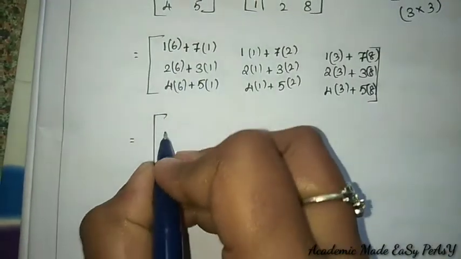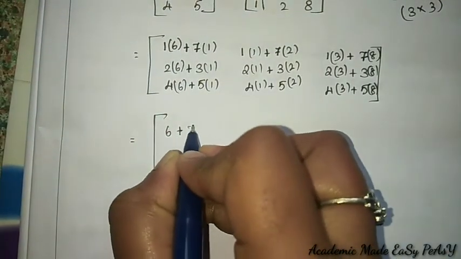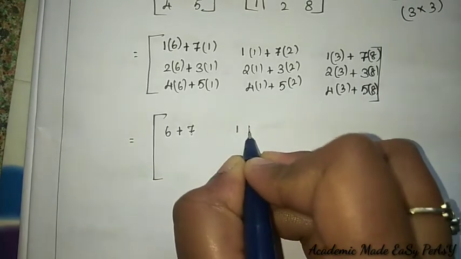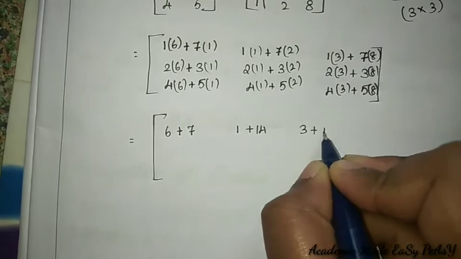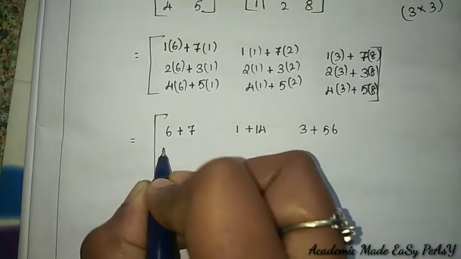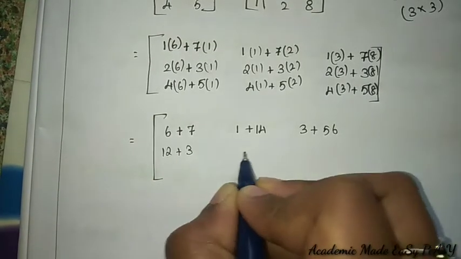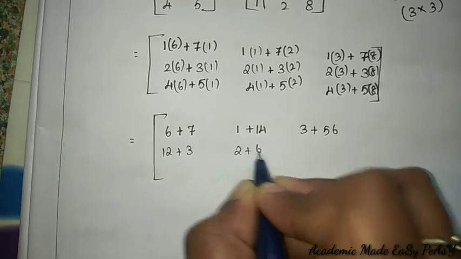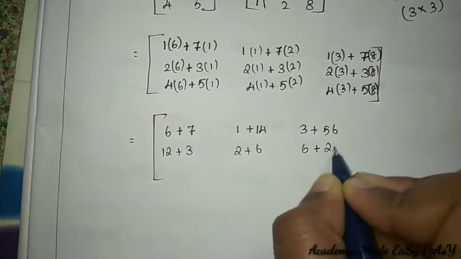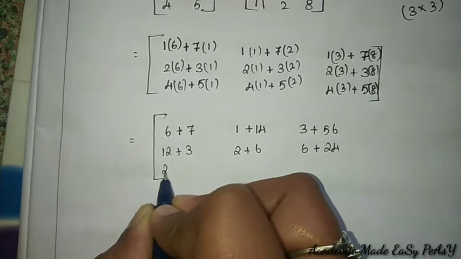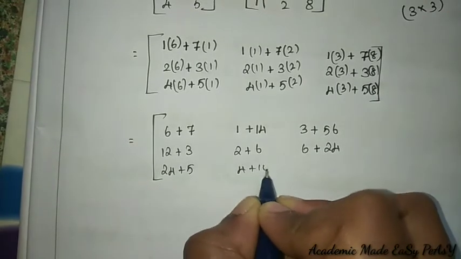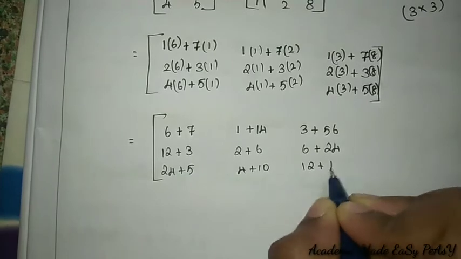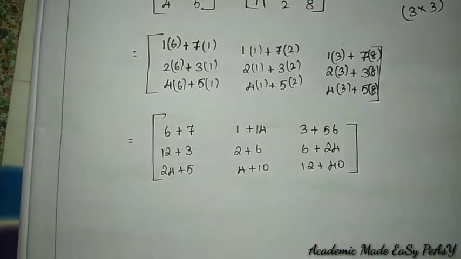So 6 ones are 6 plus 7 ones are 7, and 1 plus 14, 3 plus 56, 12 plus 3, 2 plus 6, 6 plus 24, 24 plus 5, 4 plus 10, 12 plus 40.